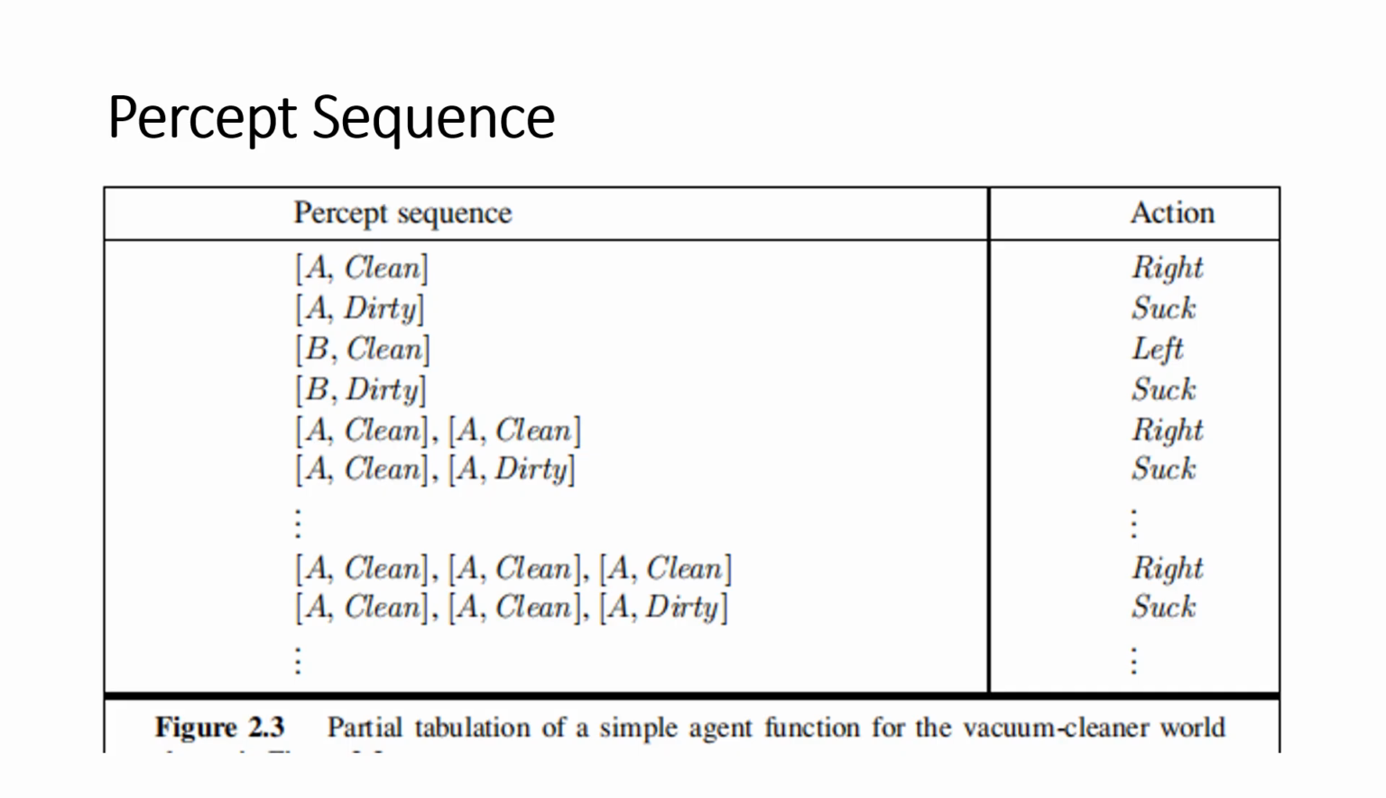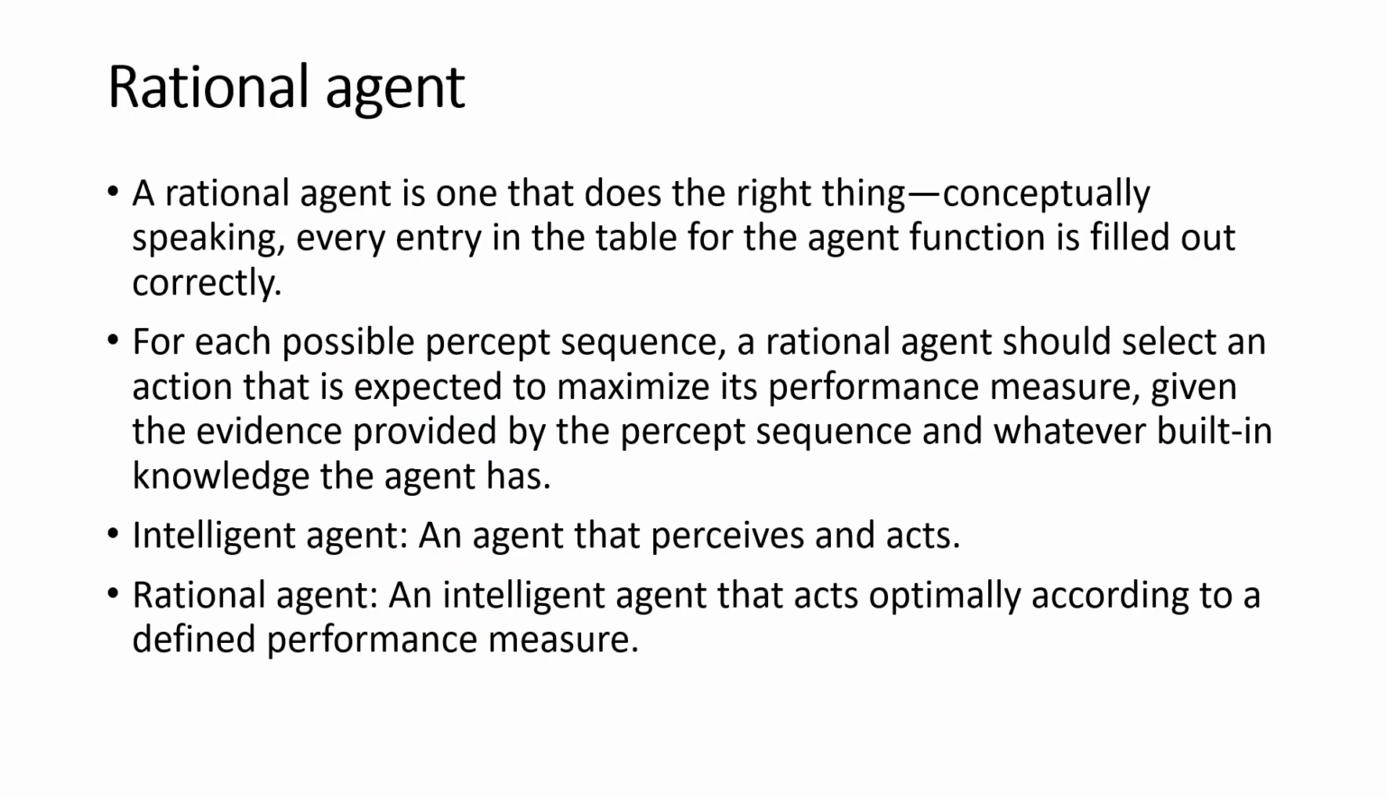Then B is dirt. Again suck. Then you can see the percept sequence. Initially A is clean and then again A is clean. Then also move right. A is clean, A is dirt, then the action will be suck. So you can see the percept sequence on the left side and the corresponding actions on the right side of this table.